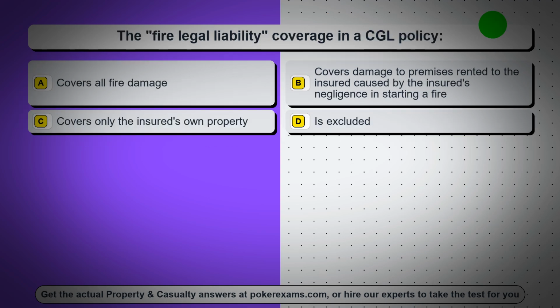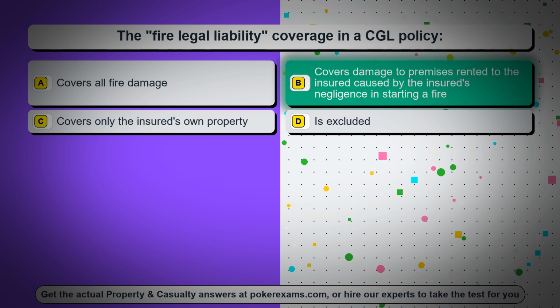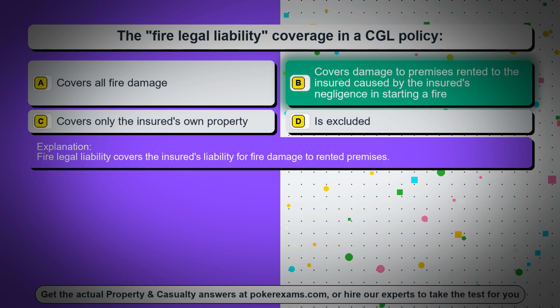Question 45. The fire legal liability coverage in a CGL policy. Option A, covers all fire damage. Option B, covers damage to premises rented to the insured caused by the insured's negligence in starting a fire. Option C, covers only the insured's own property. Option D, is excluded. The correct answer is option B, covers damage to premises rented to the insured caused by the insured's negligence in starting a fire. Fire legal liability covers the insured's liability for fire damage to rented premises.